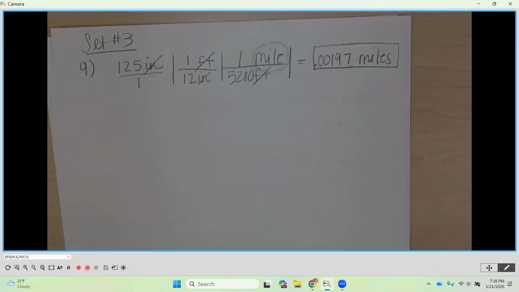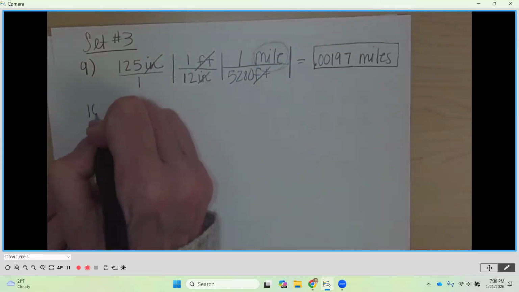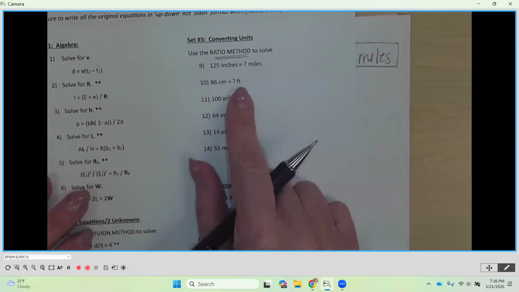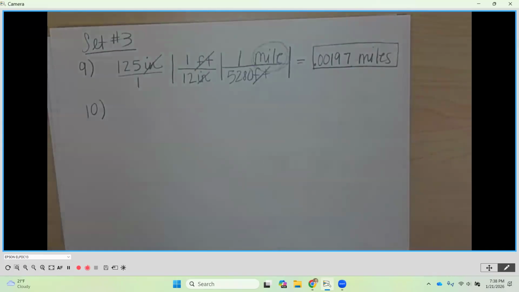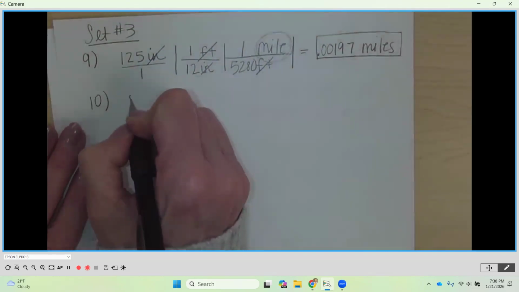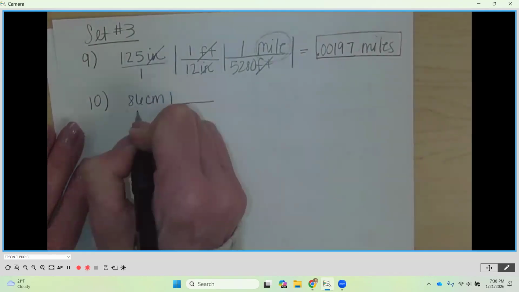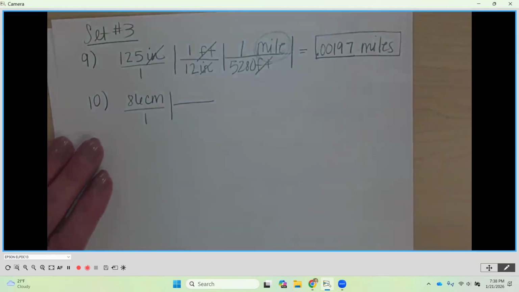All right. So if you weren't sure what the ratio method was, I'm sure that you've done this method in the past. Let's do number 10. Number 10 is 86 centimeters. We want to convert that to feet. Now, I don't know how many centimeters are in a foot, but I know how many centimeters are in an inch, and how many inches are in a foot. So I'm going to do it in a couple phases again. I'm going to start with 86 centimeters and put it over 1 because it's a whole number.